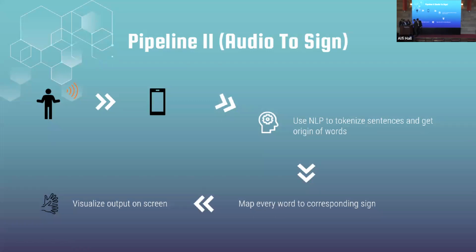So concerning the overview of the architecture of our second pipeline, which is from audio to sign language, it first starts by receiving audio input from the users through a microphone, and this is converted to text. Then we're using natural language processing to tokenize the sentences and get the origin of the word. And then each word is mapped to its corresponding sign before being visualized as an output on the screen.